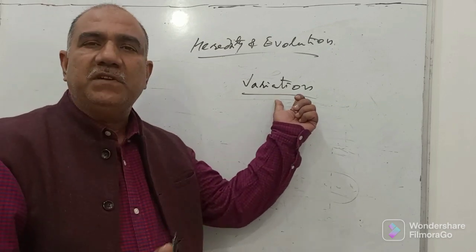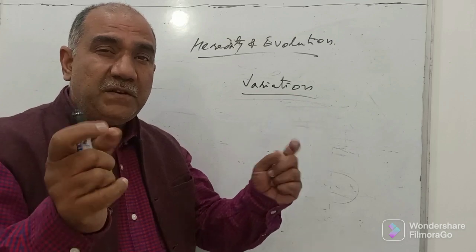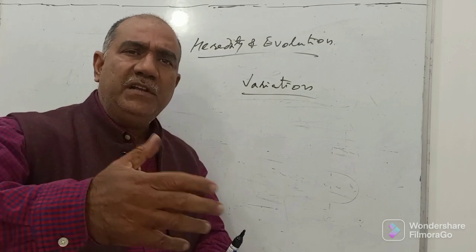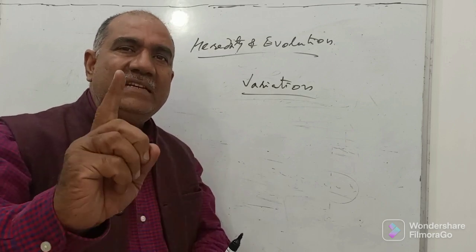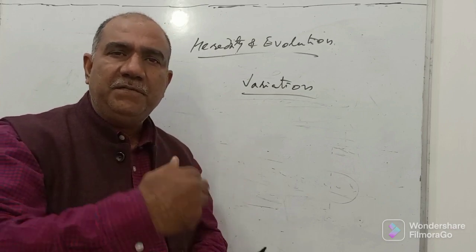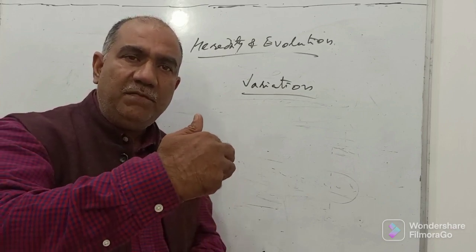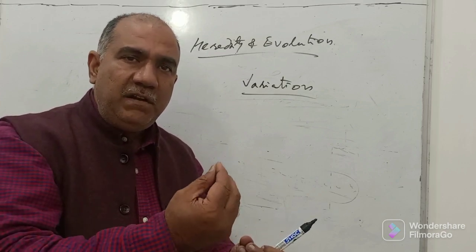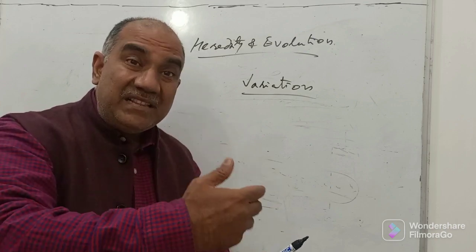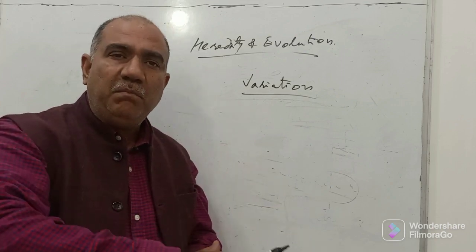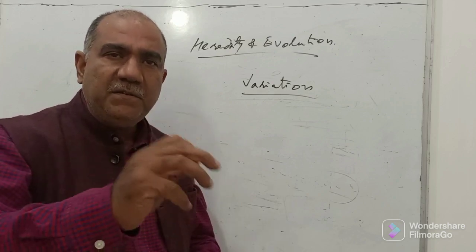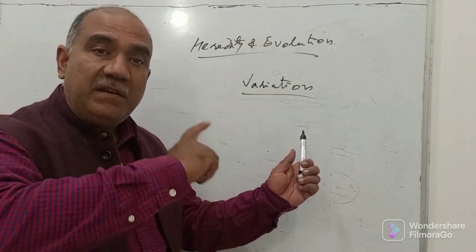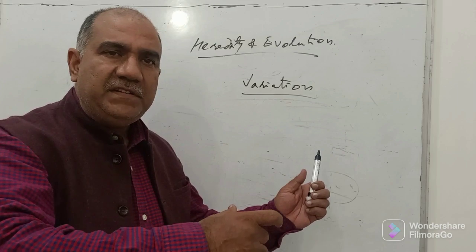The variation means what? Variation means only this: difference of characters or traits among the individuals of the same species. Here the most important word which is to be highly stressed is among the individuals of the same species. The difference between a mouse and mouse, difference between an elephant and elephant, difference between one man and another man, that difference is called variation. Not the difference between mouse and elephant. Whatever the difference is there among mouse and mouse, elephant and elephant, that is called variation.